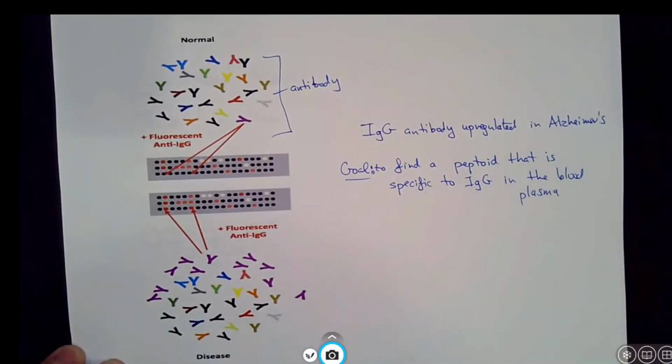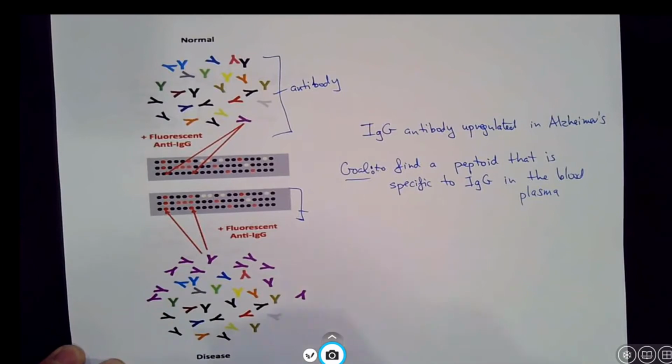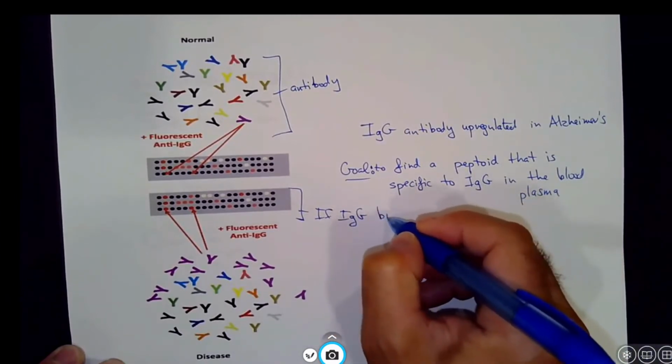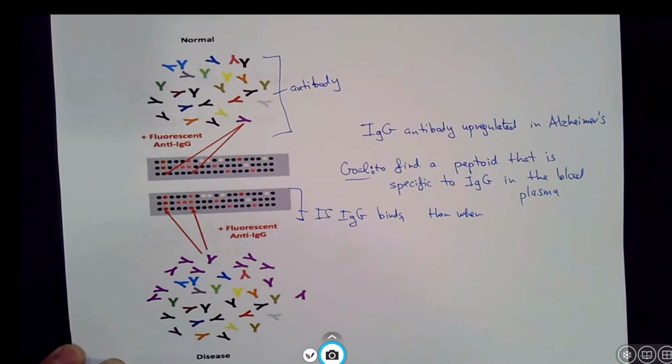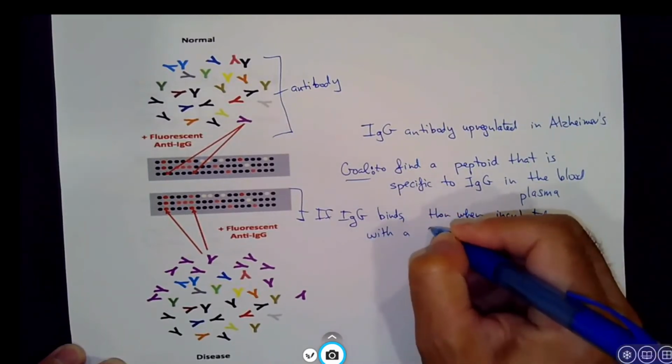The idea is that if you took a blood test from a potential patient and they had upregulated IgG, the IgG would bind tightly to a peptoid, and then you could use something like a secondary antibody to detect binding. Here you would have your peptoid. If IgG binds, then when incubated with a secondary antibody, you can add a fluorescent antibody to that IgG, and you can see an increase in fluorescence. So you should be able to see some type of signal immediately in that blood test. It's very similar to a Western blot.